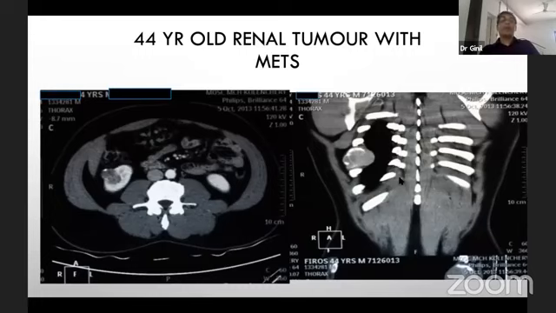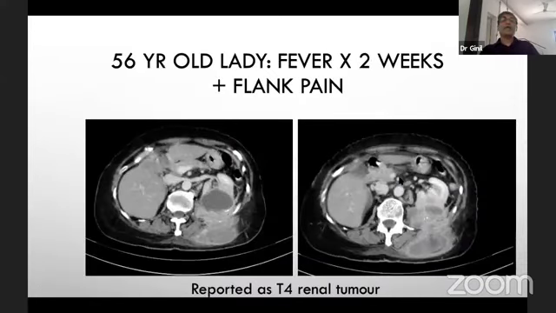So in metastatic tumor, as I already discussed, biopsy is indicated because cytoreductive nephrectomy is currently done only in rare patients, only in good prognostic patients. So again, a lady with a history of fever and flank pain. This is the lesion, and CT reported it as a T4 renal tumor, going outside the kidney into the musculature and crossing up to the subcutaneous level.